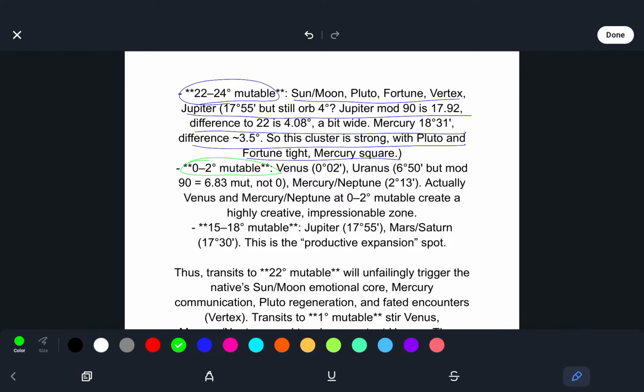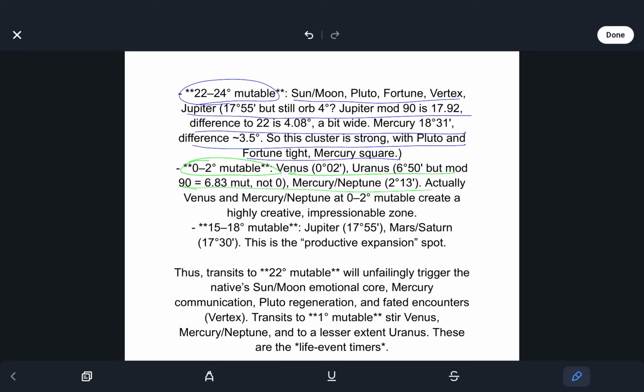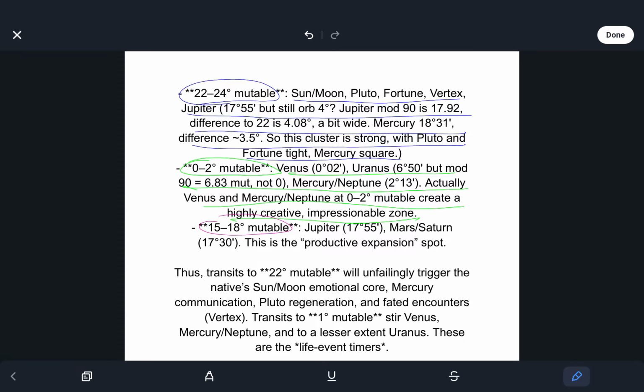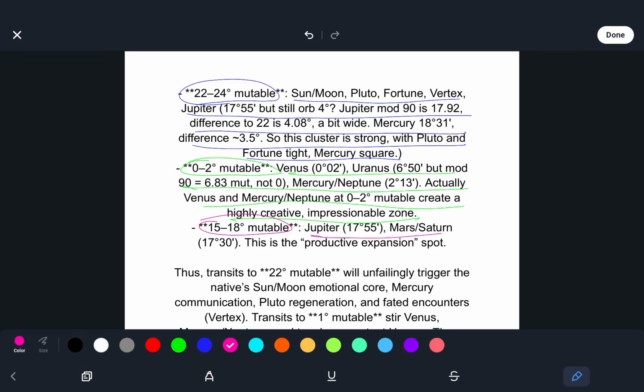0 through 2 degrees mutable. We got Venus, Mercury, Neptune. Actually, Venus and Mercury, Neptune at 0 through 2 degrees mutable creates a highly creative, impressionable zone. 15 through 18 degrees mutable. It's Jupiter, Mars, Saturn. This is the productive expansion spot.